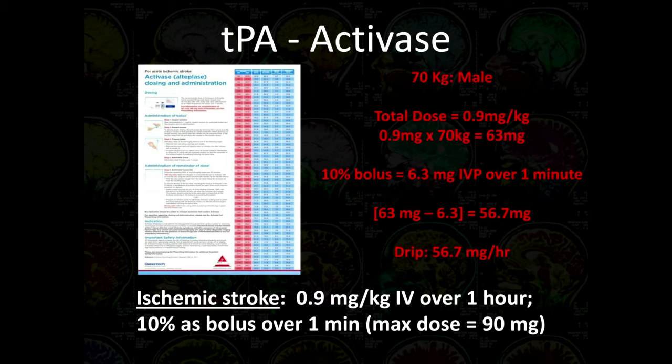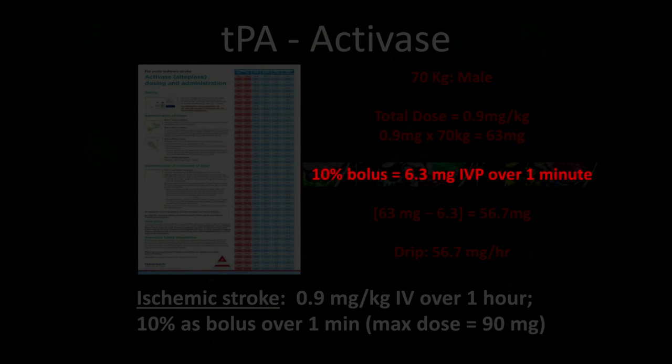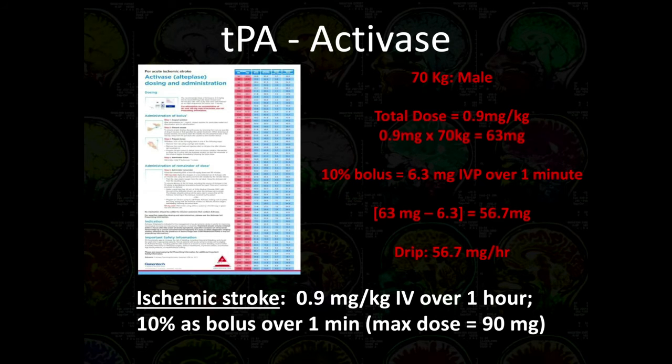So how do we dose this? For example, if we have a 70 kilo male patient, the dosing starts off at 0.9 milligrams per kilo. So 0.9 milligrams multiplied by 70 kilos is a total dose for that patient of 63 milligrams. That's what you want to start off with. Then you take 10% of that dose, and that's going to be administered in a bolus over 1 minute. So, for example, this patient at 63 milligrams total dose, 10% of that is 6.3 milligrams. We're going to administer that over a 1 minute time period.